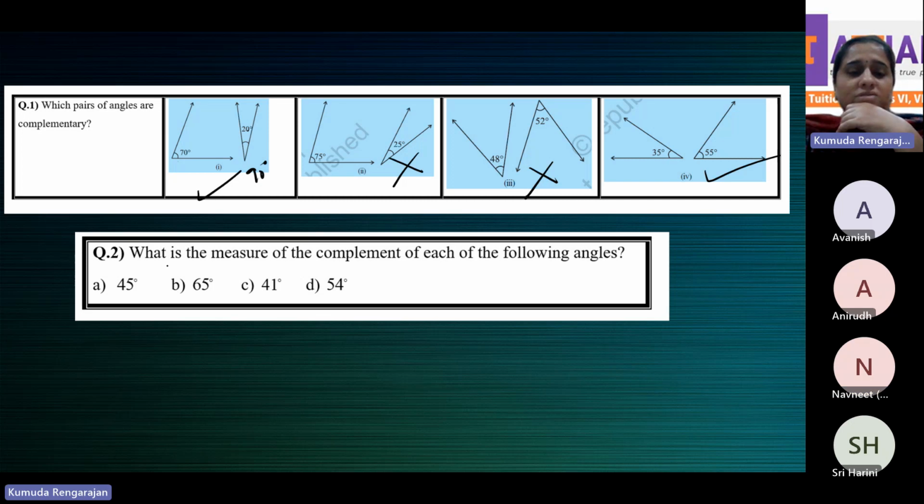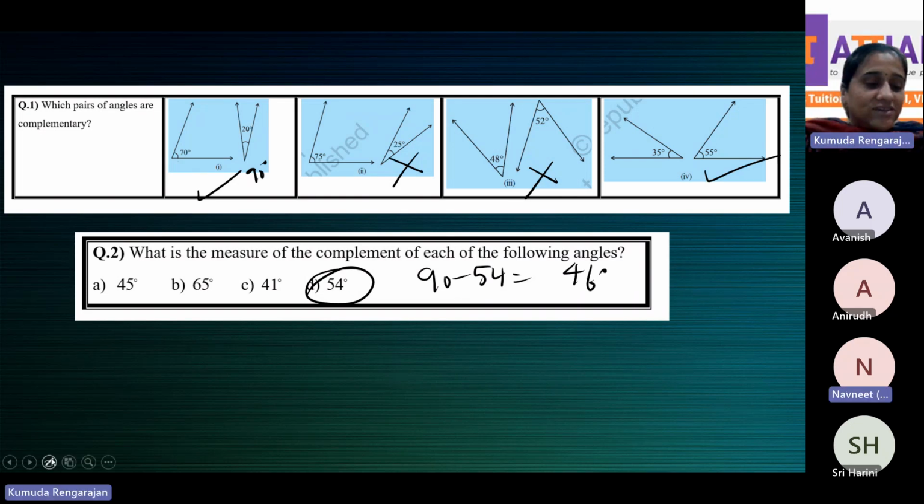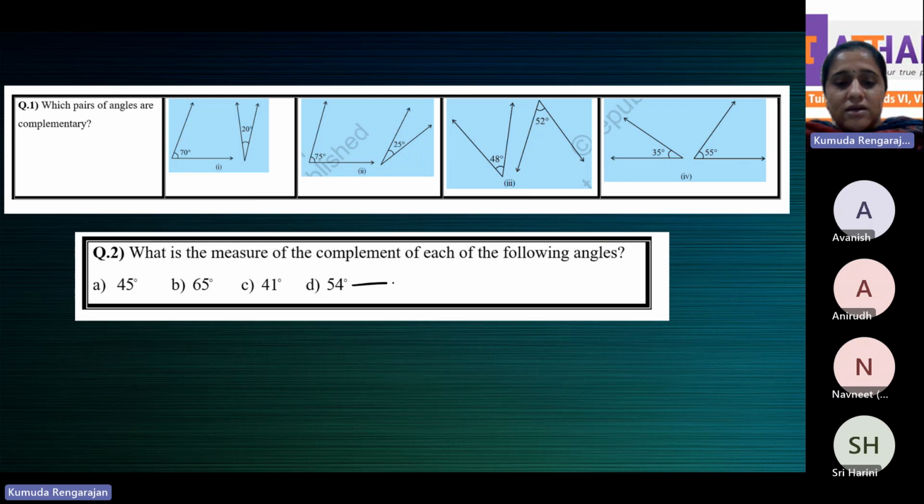Now, what is the measure of the complement of 54 degrees? So the complement of 54 degrees will be 90 minus 54, which is 36 degrees. Sorry, I'm just answering one question.